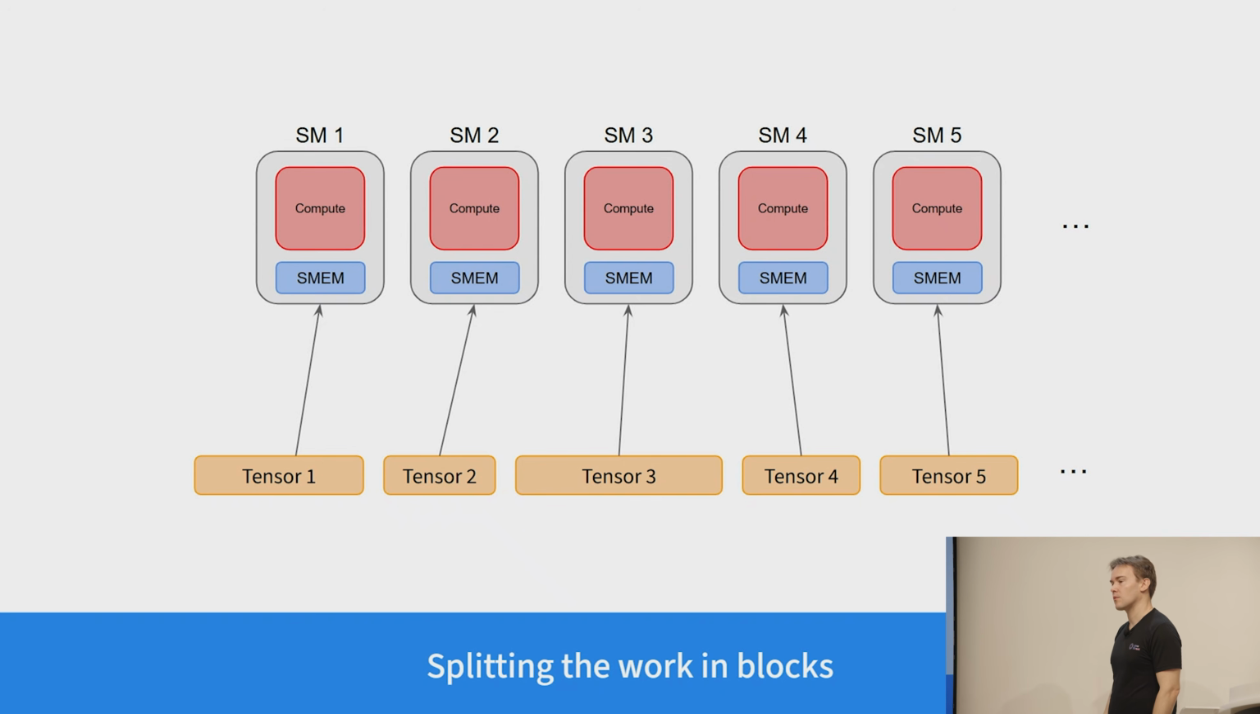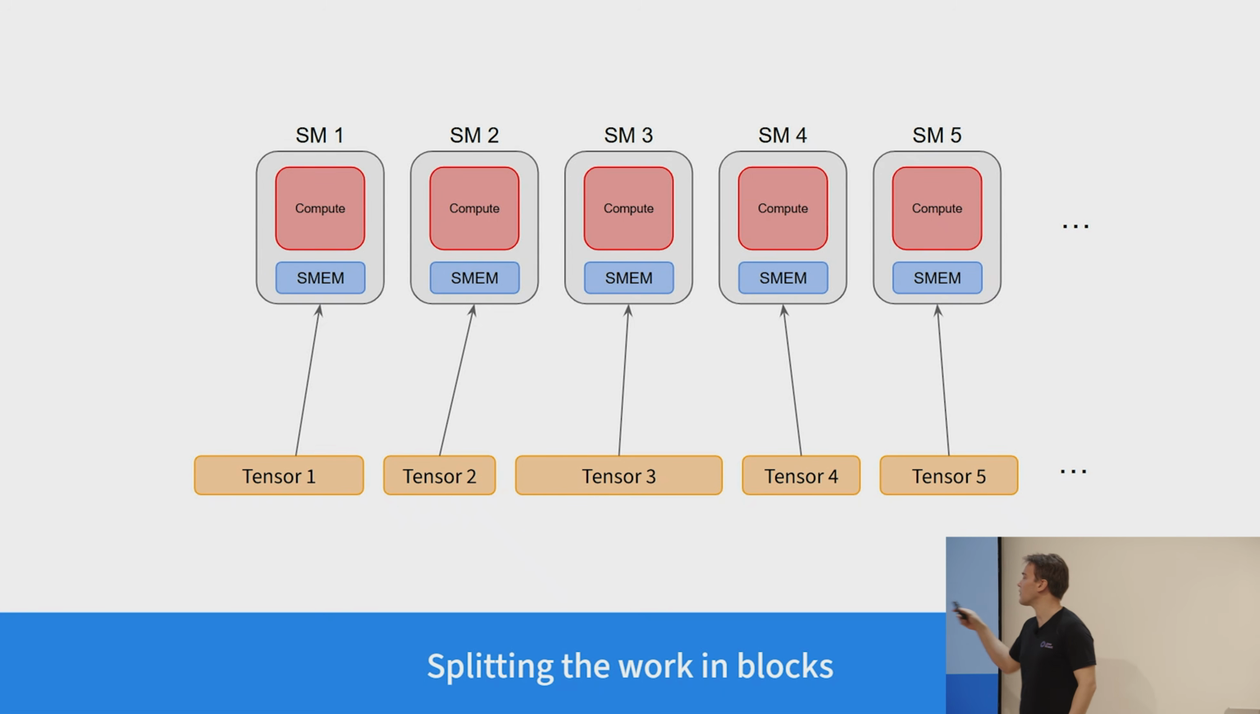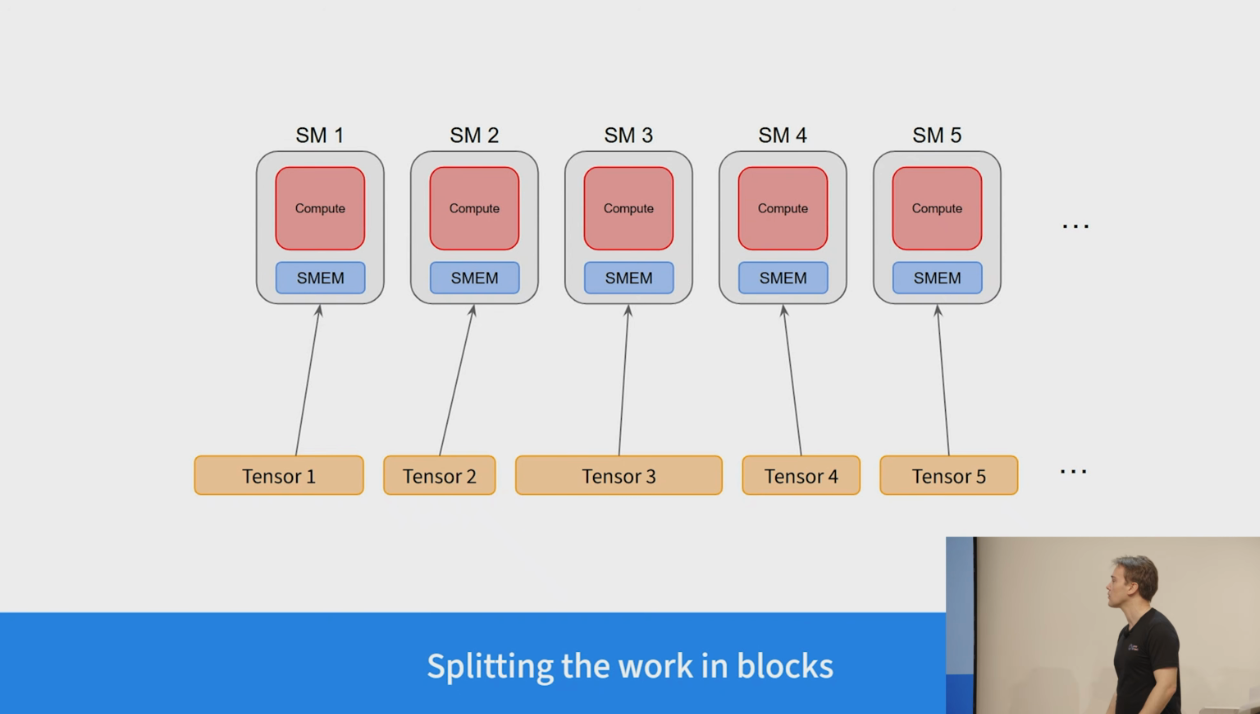That's actually not that problematic because when you assign work on the SM, it's very dynamic. As soon as one SM is finished, it's going to request more work and it's going to be assigned a new tensor. And even if our tensor shapes are kind of different, it's going to even out in the long term.